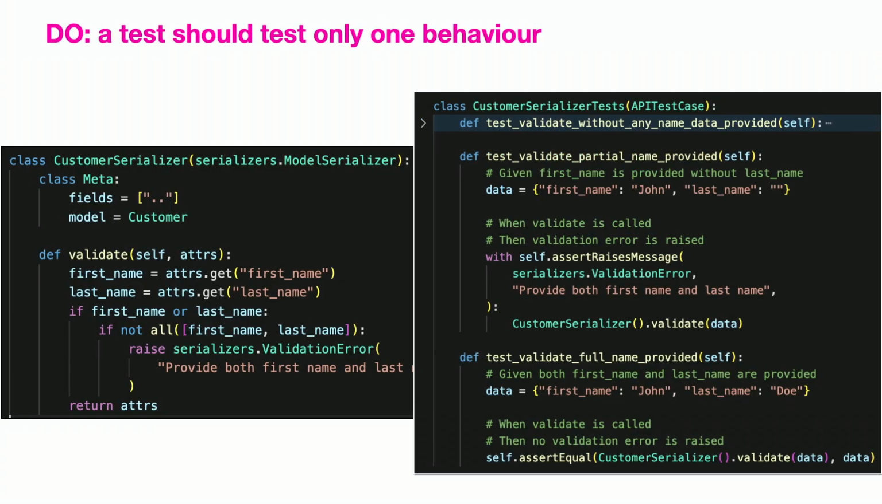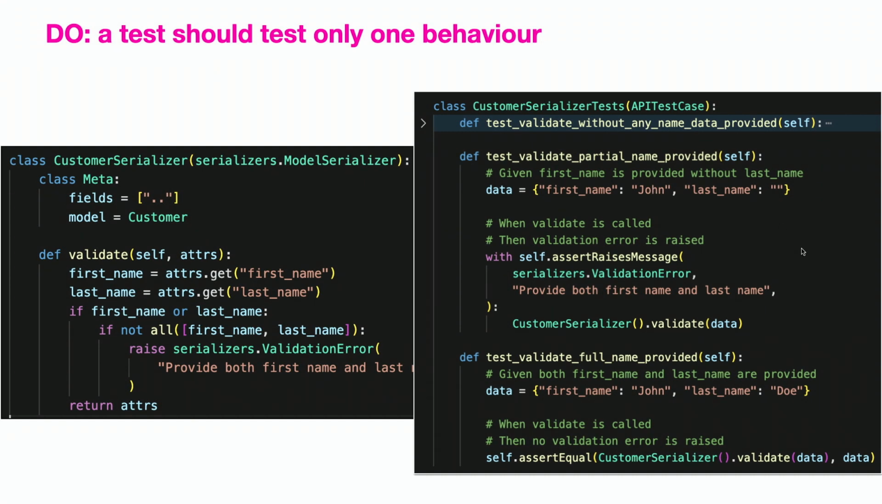This is very important. A test should test only one behavior. If you try to have a test testing more than one behavior, it's confusing, it's unmaintainable, and the test itself might be flawed. So keep it simple.